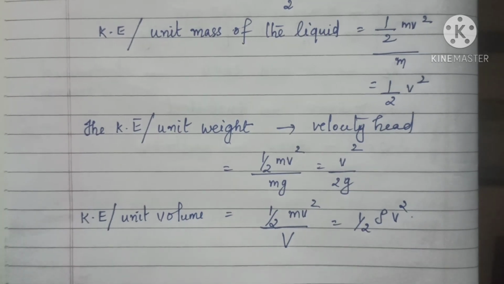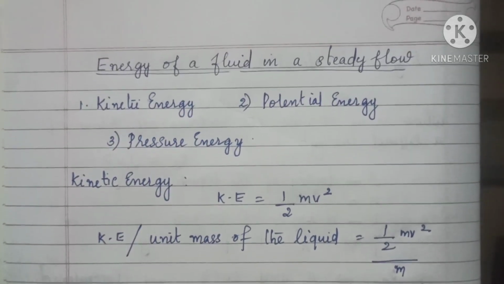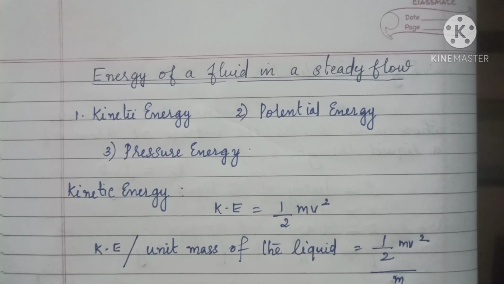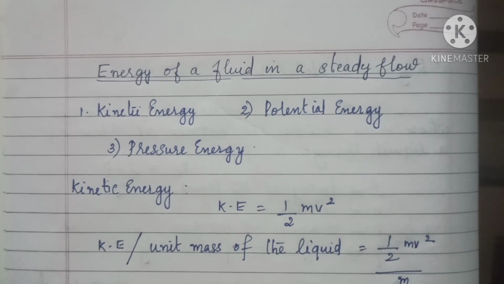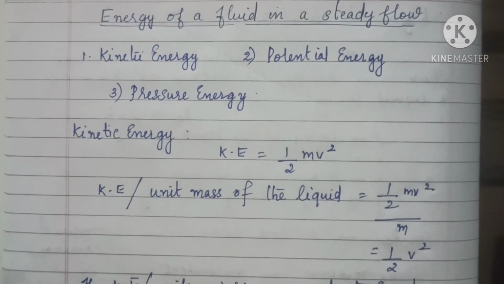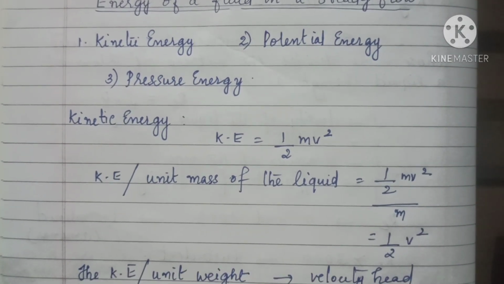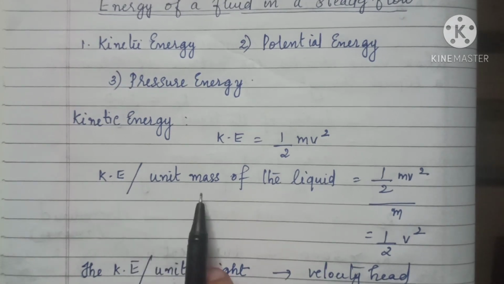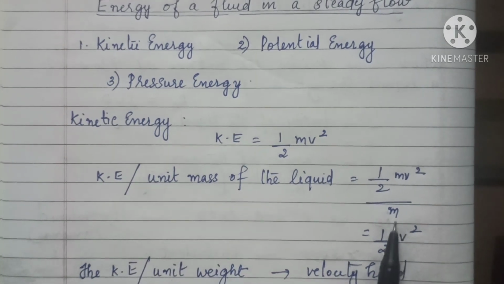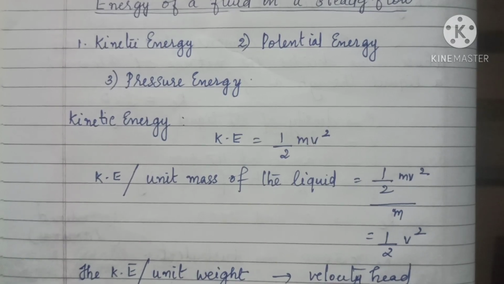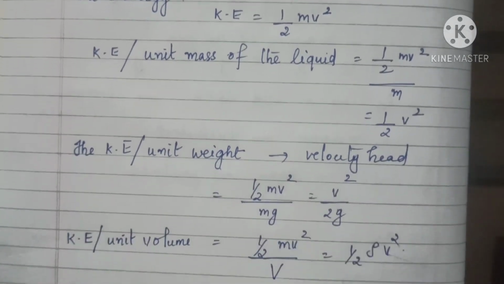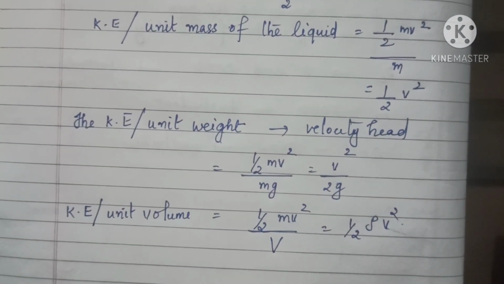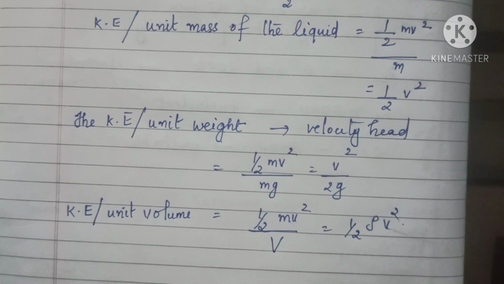Once again, there are three types of energy possessed by a liquid. The first one is kinetic energy. Kinetic energy is the energy possessed by a liquid by virtue of its motion, and the kinetic energy expression, you know, is half mv squared. First of all, kinetic energy per unit mass: you have to divide the expression by m, because per unit mass of the liquid, you will get half v squared. Then kinetic energy per unit weight is said to be the velocity head, and it can be calculated by dividing the expression for kinetic energy by mg, which will give you v squared by 2g.